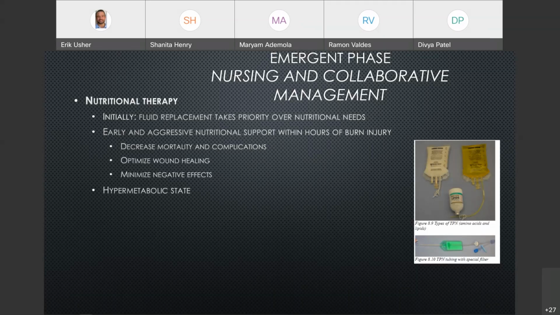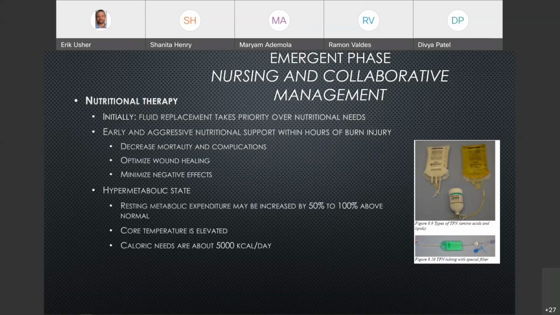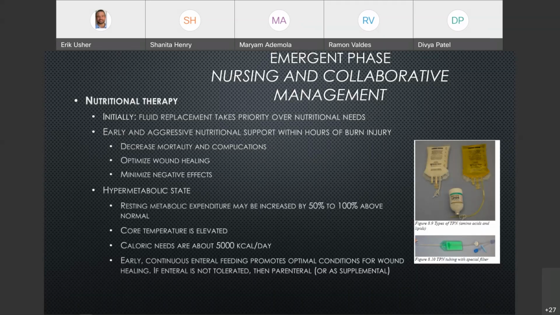They also have this hypermetabolic state going on. Don't forget that resting metabolic rate increases by 50 to 100% above normal. So the core temperature is elevated, their caloric needs increase, and they're at about 5,000 calories a day. So we have to account for that. Early continuous enteral feeding promotes optimal conditions for wound healing. And if you can't do it enterally, we can give them parenteral supplementation. Supplemental vitamins and iron may be given also. Again, we really need to support these patients nutritionally. We do have dietitians that come in and help with burn patients, particularly the severely burned.